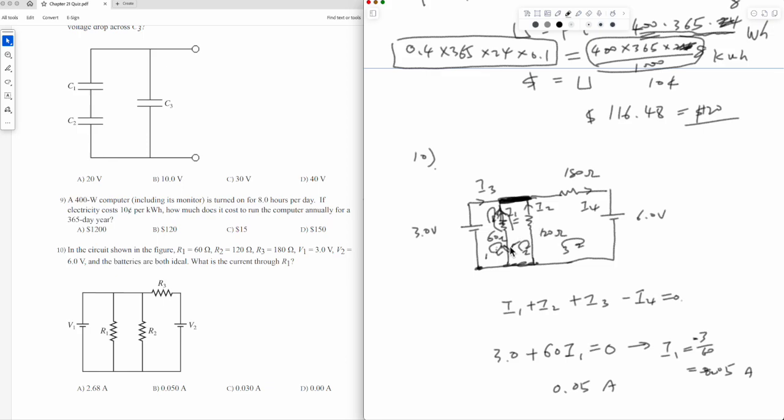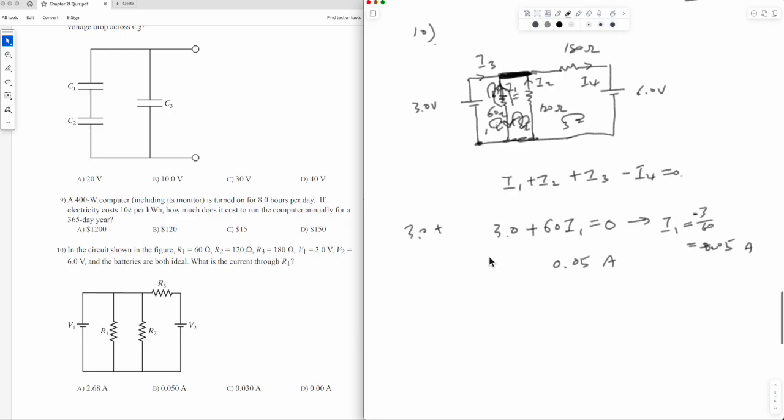Well, what is I2? Same thing here, 3.0, plus, and the loop direction is opposite. Okay, let's redo the circuit so this is a little bit clearer.